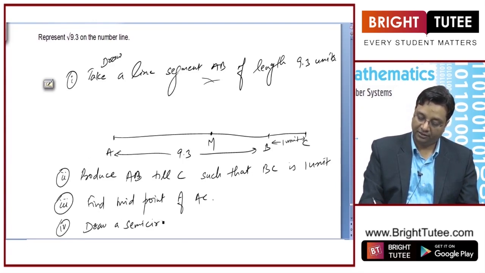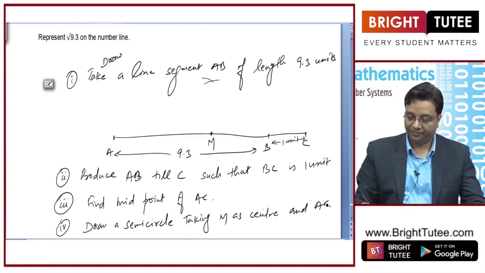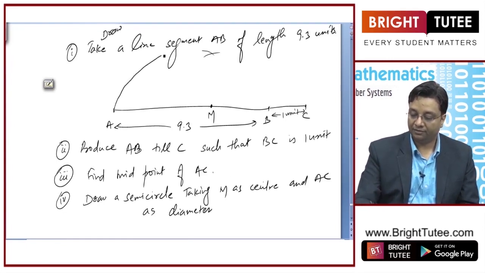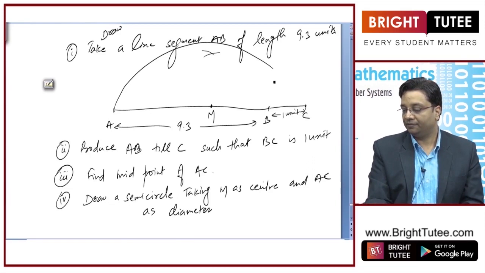Draw a semicircle taking M as center and AC as diameter. Once you do that, you will have a semicircle like this.